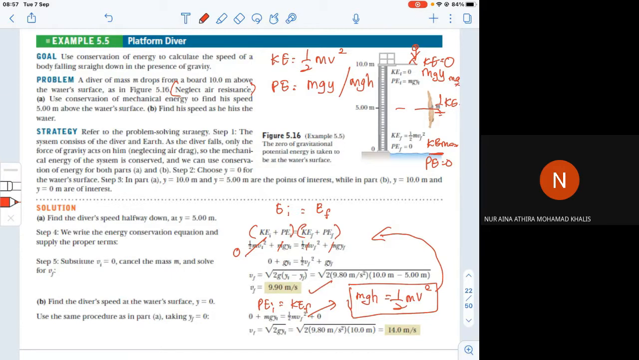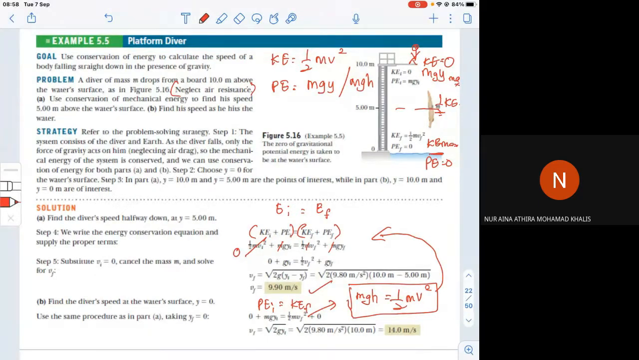Don't just simply assume that mgh equals half mv squared, because that depends on the situation. At the associate level, you can be asked at any point of the distance. Maybe at 8 meters high, maybe at 2 meters high, maybe at 1 meter high. It's not necessarily mgh equivalent to half mv squared.